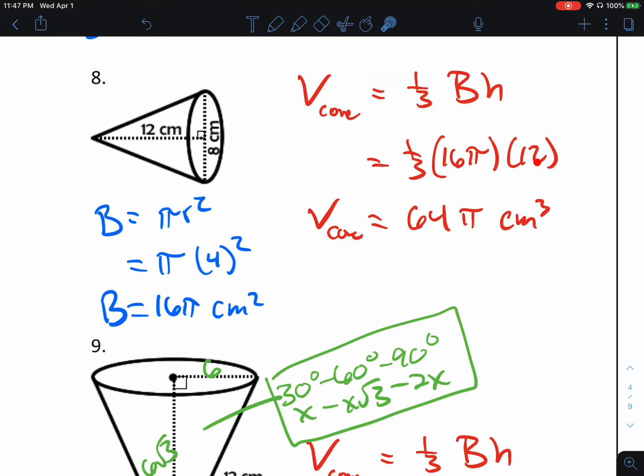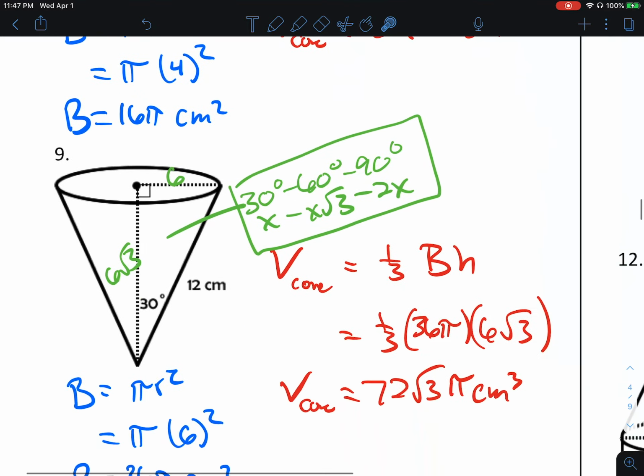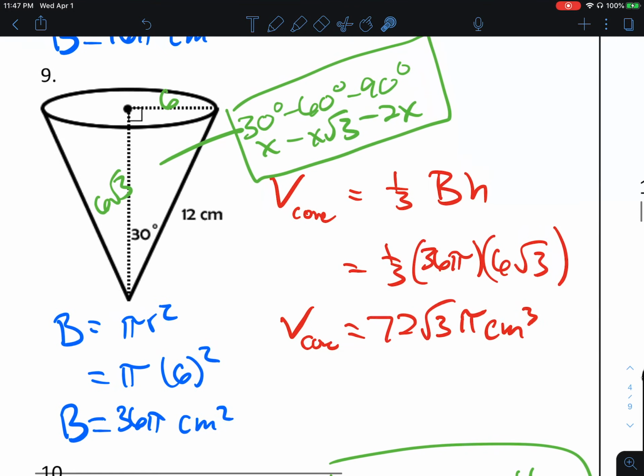Area of the base times the height of 12. A third of 12 is 4. 4 times 16 is 64. And then we got a pi in there in cubic centimeters.